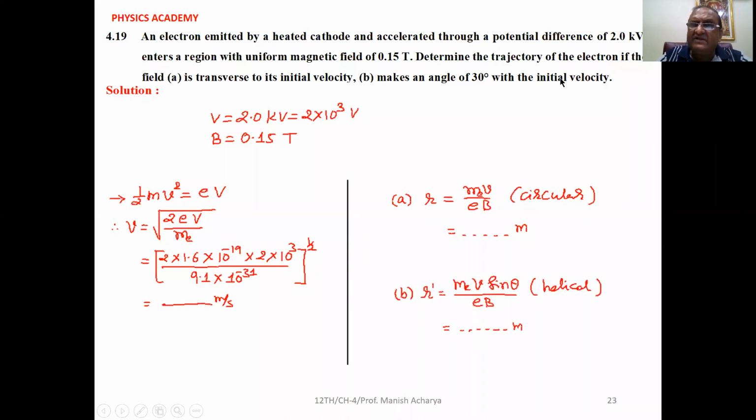Then in the second case, when the velocity makes an angle of 30 degrees with the field, the motion will be helical, and the radius of the helix is R dash equal to mv sine theta upon eB. See, mv upon eB you calculated here, and sine theta is sine 30, that is 1 by 2, which means your R dash will be R by 2. So calculate it, you will get the answer. Clear to all of you?